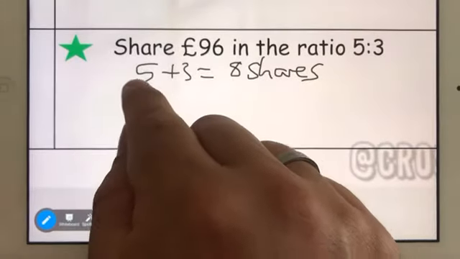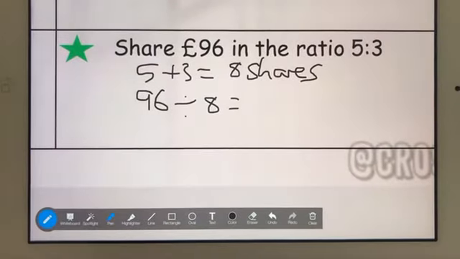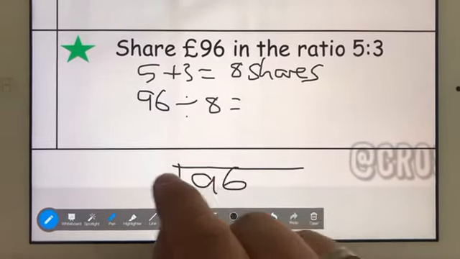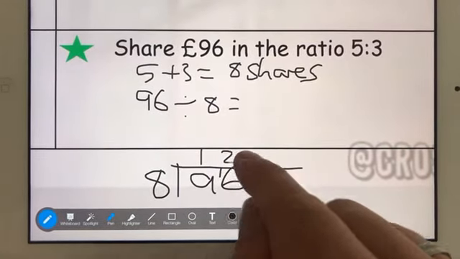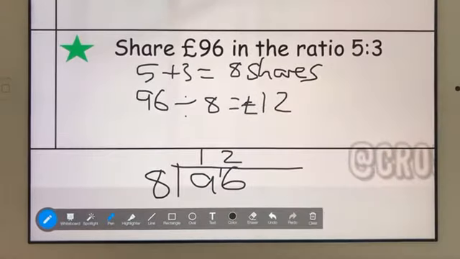Okay, I'm going to do the £96 now. I'm going to divide that by 8. Again, if you can't do that in your head, use bus stop. I'm just going to do it down the bottom. 96 divided by 8. 8 goes into 9 once, remainder 1. 8 goes into 16 twice. Okay, so my answer, 96 divided by 8. Each share is worth £12.